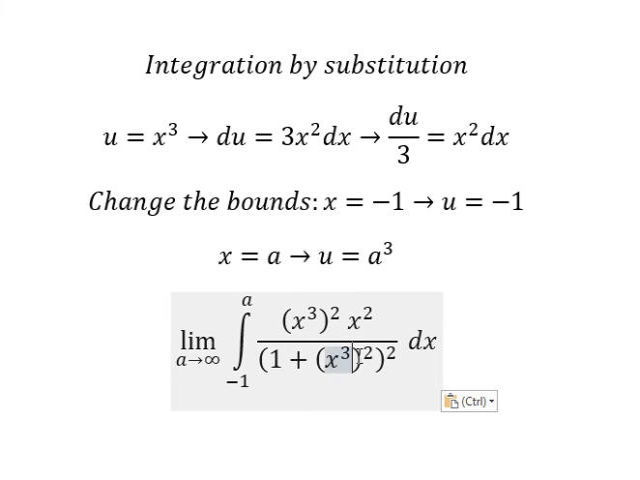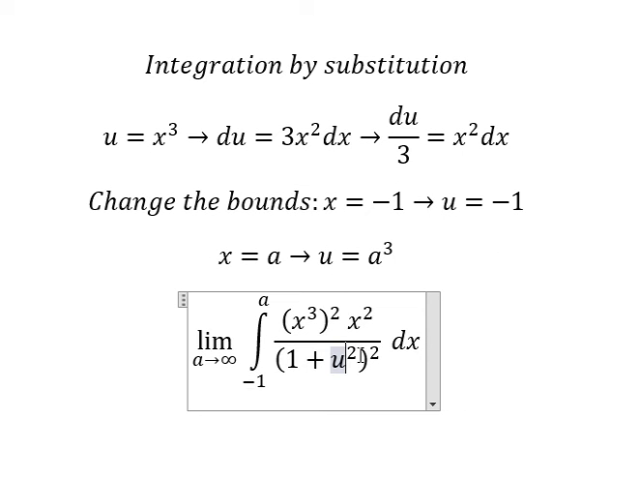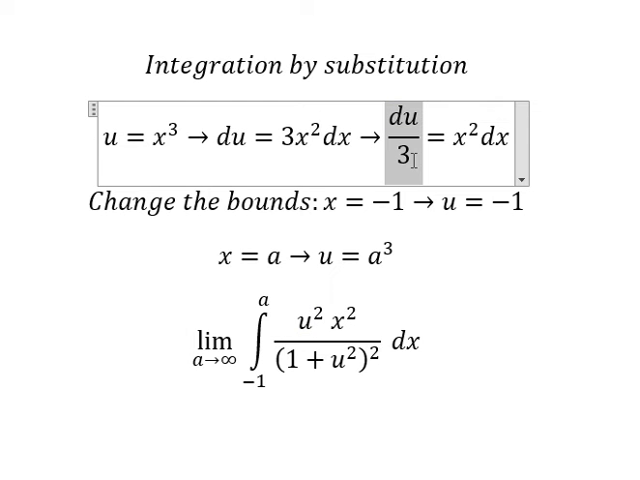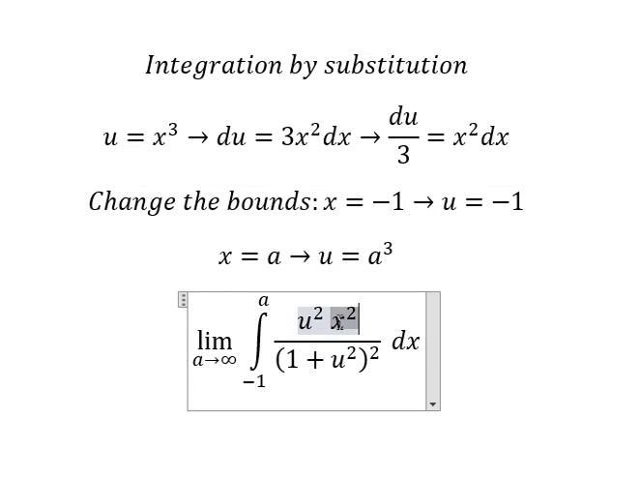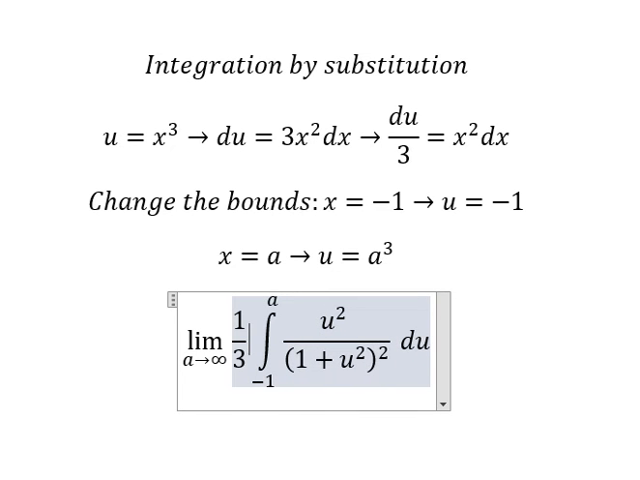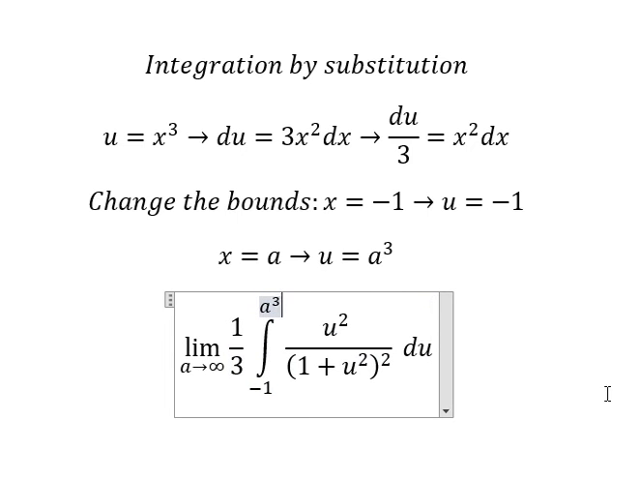This one we change by u. This one we change by u. s squared ds we change by du over number 3. Negative 1 we keep the same. 8 we have 8 to the power of 3.